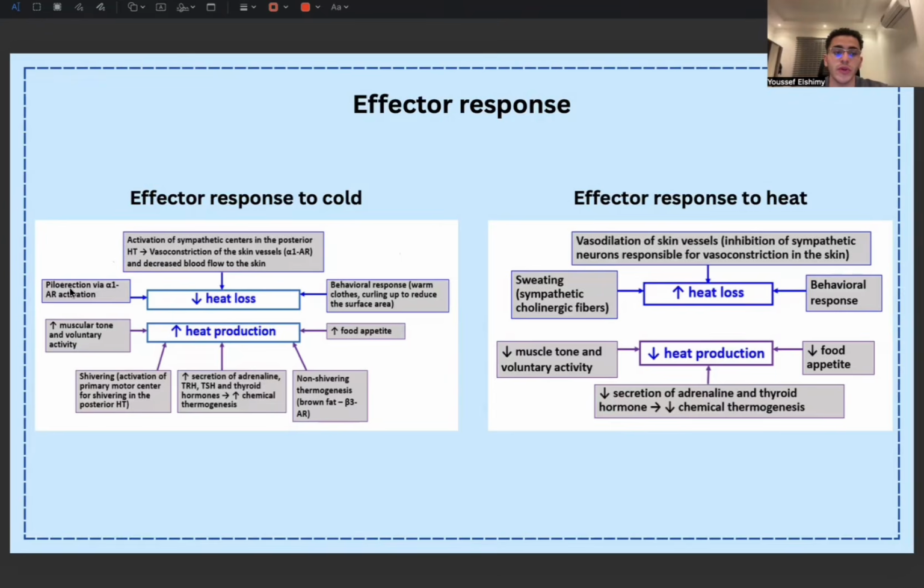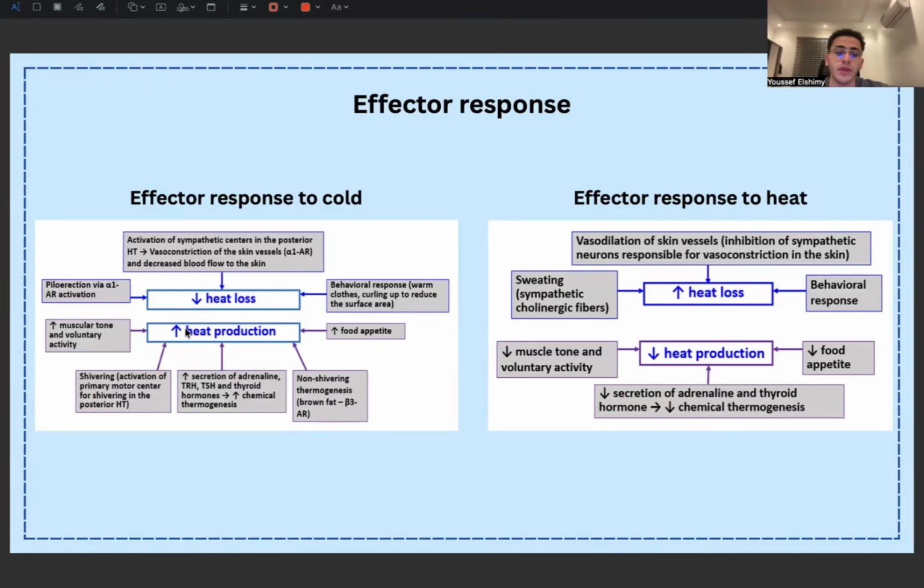Then we also have piloerection by the alpha 1 neurons. Whenever piloerection happens, it's basically called goosebumps. This adds an extra insulating layer to prevent heat loss. And we also have a behavioral response. Whenever you're feeling cold, you try to wear warm clothes, you try to curl up to reduce the surface area, you get a blanket, etc.